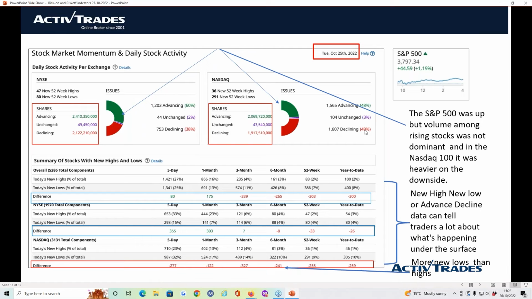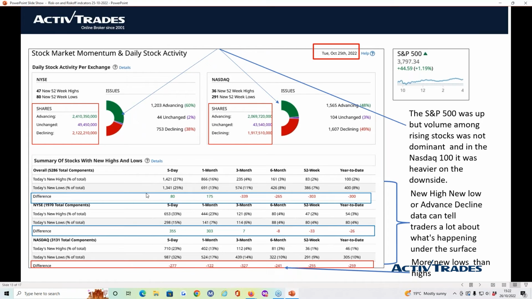In fact, if we're going to be pedantic, there were 49% of NASDAQ issues declining in Monday's session, as reported on Tuesday morning, compared to just 48% that were rising. Now, overall, the S&P 500 put on just under 1.2% on Monday. But this, as we'll see in the second half of the table, was a less than convincing display.